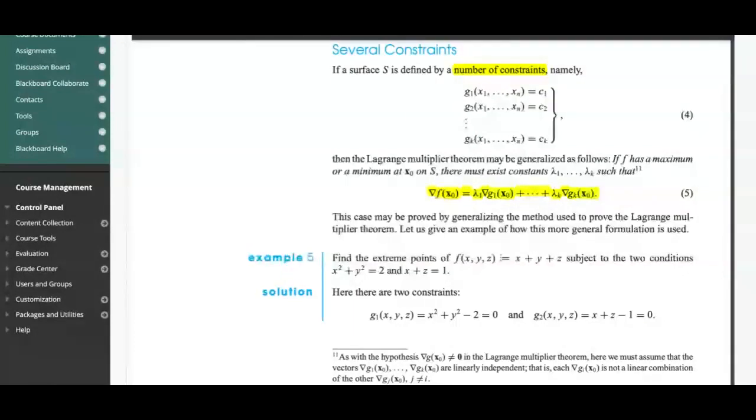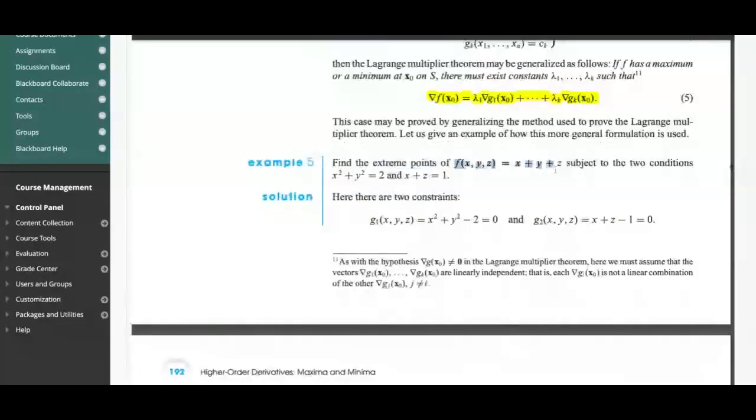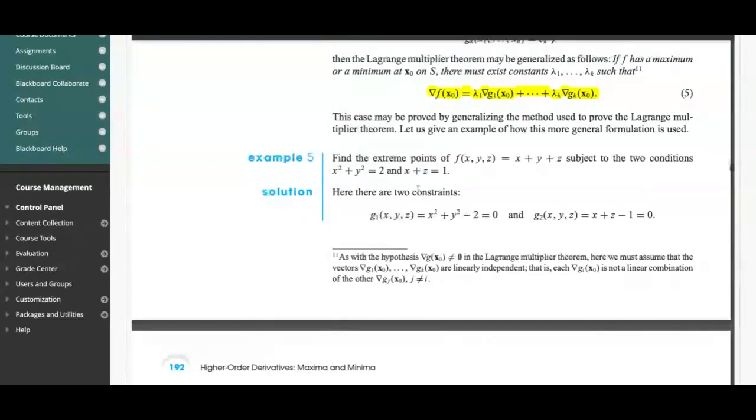Let's see this example. Function f is x plus y plus z with 2 constraints. The first one is a circle with radius of square root 2, x squared plus y squared equals 2. So we can manufacture the g1 function. The g1 function is x squared plus y squared. And the second constraint is x plus z equals 1. So we may make a second constraint, the g2 function. The g2 function equals x plus z, right?